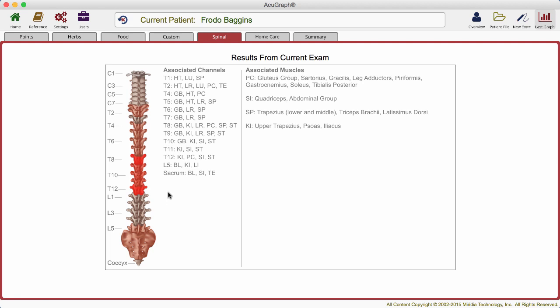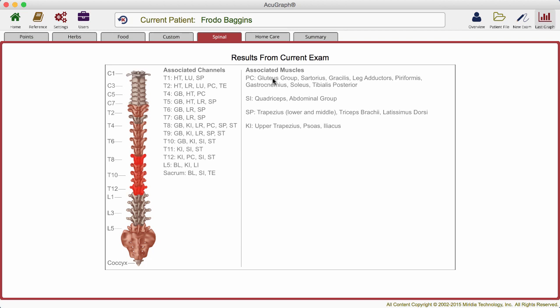Now, of course, this doesn't diagnose a spinal problem. It only tells you areas that you might want to go examine. And then you can look at each of these. So for example, with T8, we can see that that's associated with gallbladder, kidney, liver, pericardium, spleen, and stomach. All of those can be affected by T8 or can affect T8. So that tells us then that we have potentially an issue there based on those meridians.